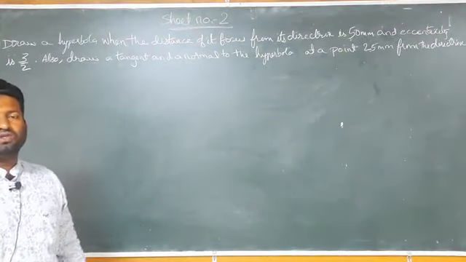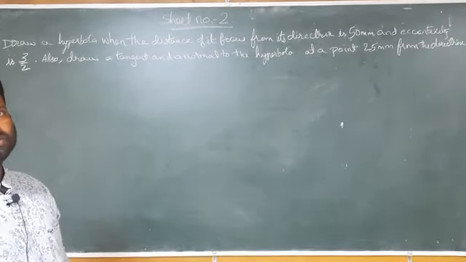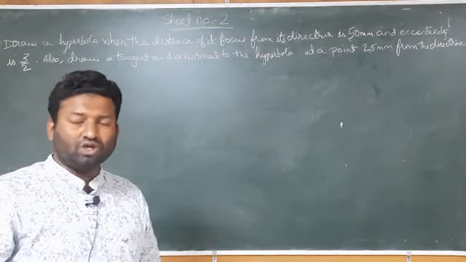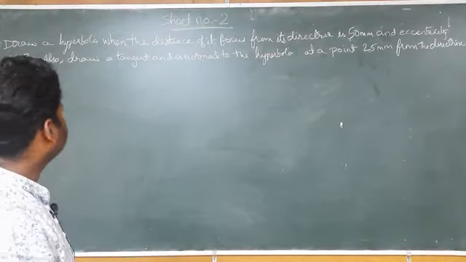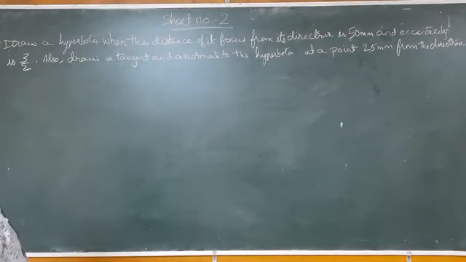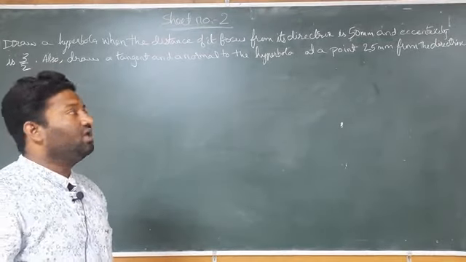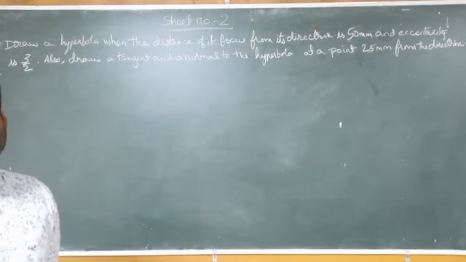Hello students. Today we are going to solve a problem in engineering drawing based on the hyperbola. So here we have to construct a hyperbola. For that, the question is: we have to draw a hyperbola when the distance of its focus from its directrix is 50 mm and the eccentricity is 3 by 2.